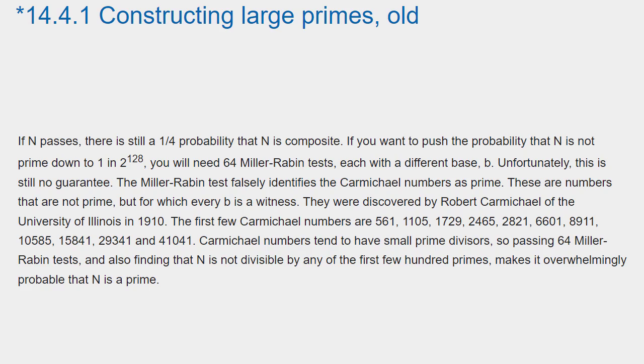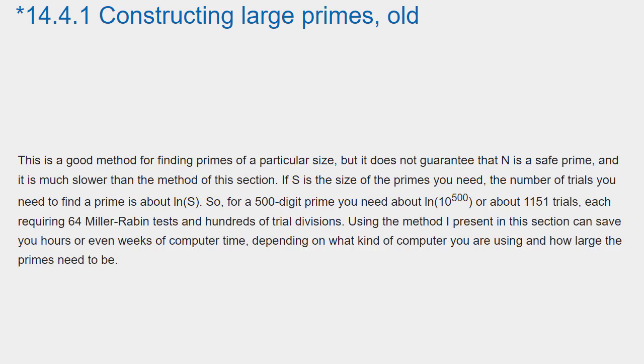not divisible by any of the first few hundred primes makes it overwhelmingly probable that n is a prime. This is a good method for finding primes of a particular size, but it does not guarantee that n is a safe prime, and it is much slower than the method of this section.